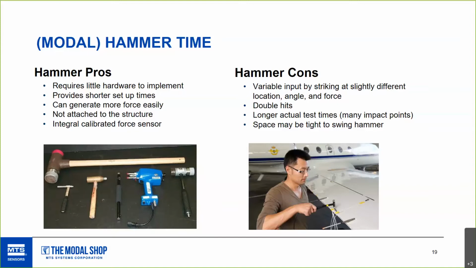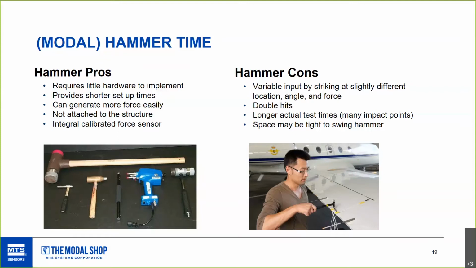Often with a hammer, averaging is totally key. You can't even get a coherence measurement, for example, without doing multiple averages of any of these tests. And with the hammer, you often have an integrated force sensor built in. But, like I say, it is a personal method, so it can vary person to person. Even if you switch up doing a hammer test with the same team and someone else in the group does it, they may not have the same touch you do.